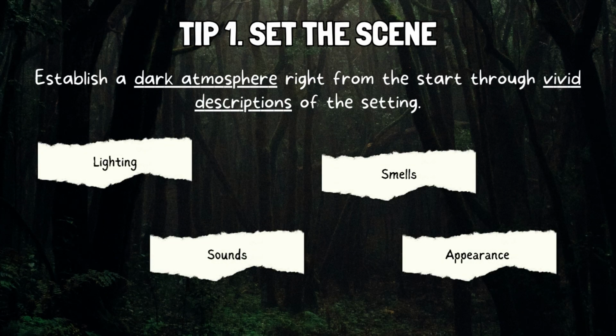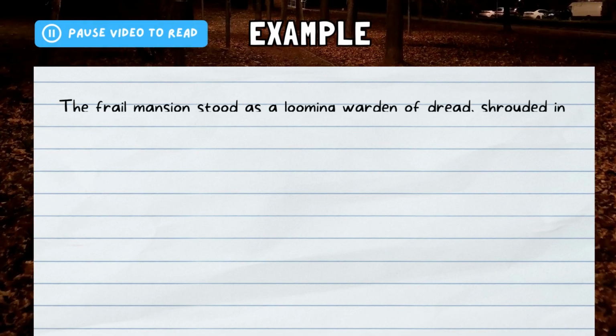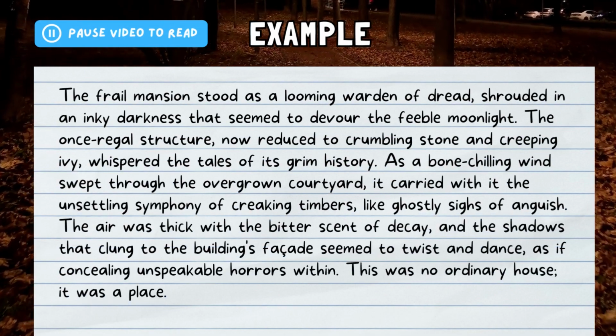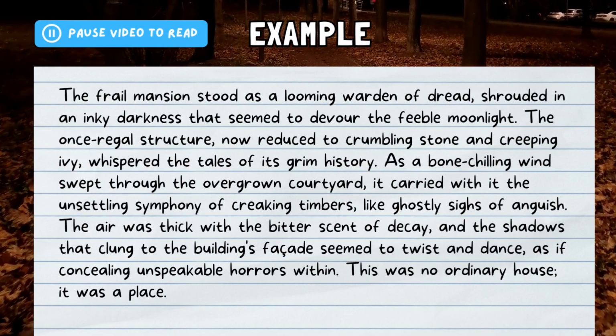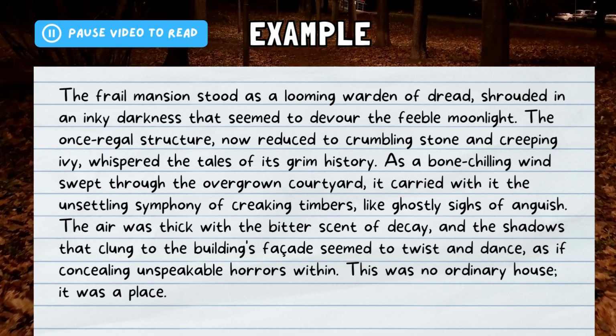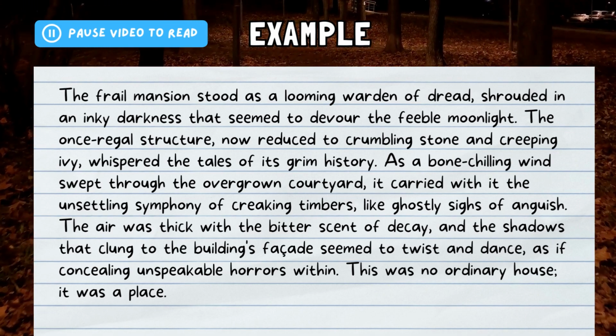Tip 1. Set the scene. Establish a dark atmosphere right from the start through vivid descriptions of the setting. Describe the lighting, sounds, smells and appearance in a chilling way. By setting the scene with vivid and chilling descriptions, you create an environment that serves as a backdrop for your horror story. Take a look at this example. This example creates a chilling atmosphere by vividly describing a broken mansion, evoking a sense of anxiety and fear.